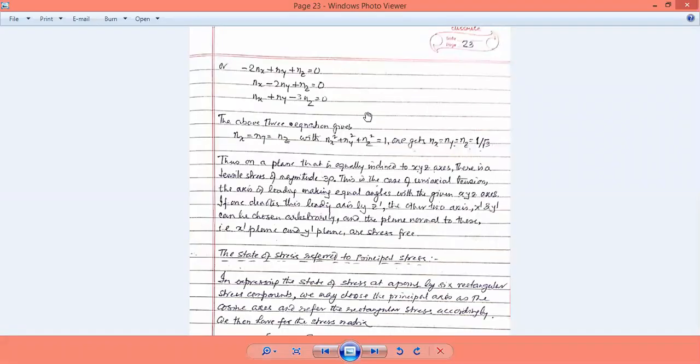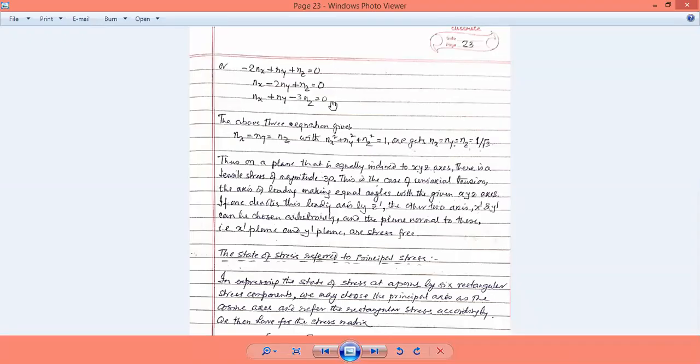Cauchy's theorem will take this form: minus 2 everywhere, and at the end, rho is associated with everything, and the right-hand side is equal to 0, so rho will be cancelled. So, (-2 + ny + nz), (nx - 2ny + nz), (nx + ny - 3nz) is equal to 0. The above three equations give us nx equal to ny equal to nz, with nx squared plus ny squared plus nz squared equal to 1, and one gets nx equal to ny equal to nz equal to 1 by square root of 3.